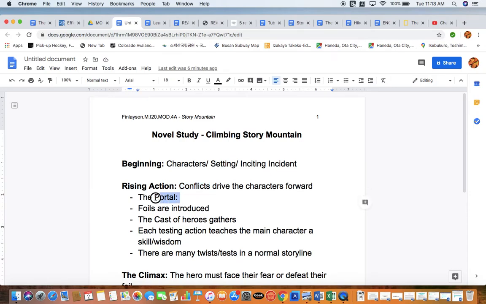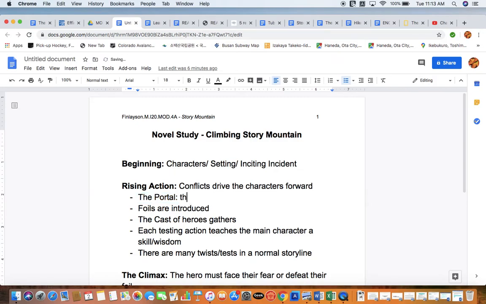Now, before that happens, if you're dealing with a classic mythological story, or even a fantasy story or an adventure story, there's almost always a portal. And the portal is kind of like a moment of choice, but essentially this is where the character commits to their adventure. And so in order to move forward, they have to step through that portal.